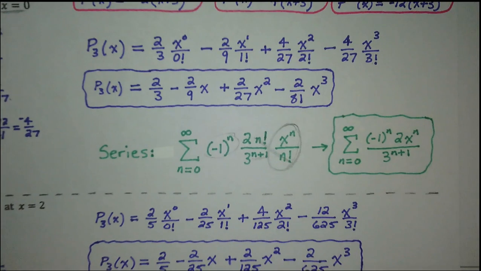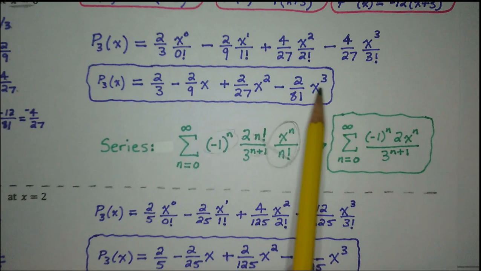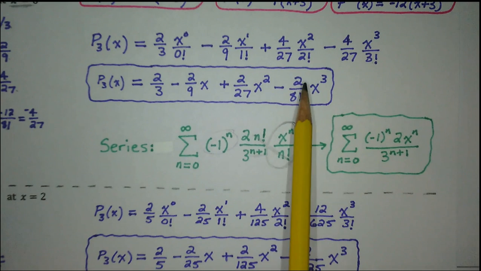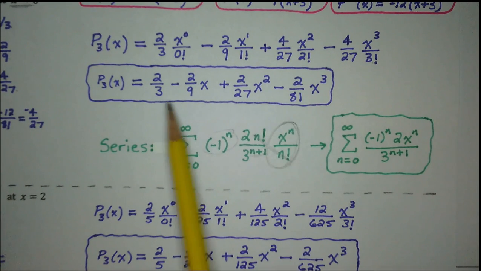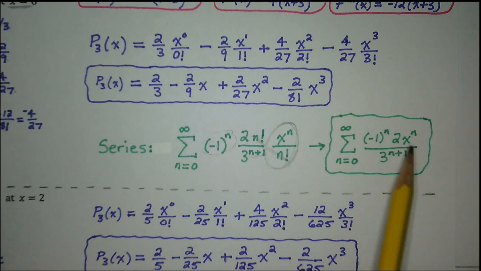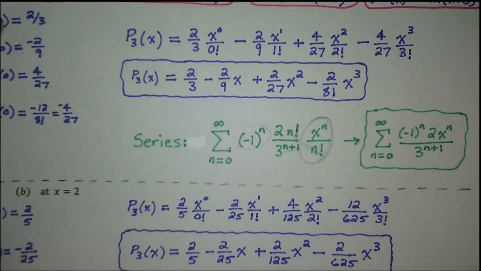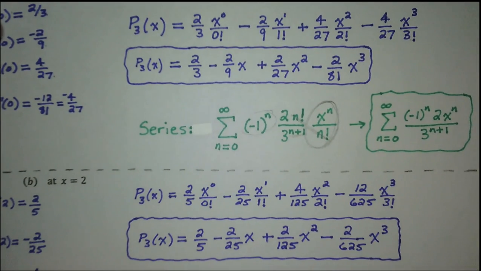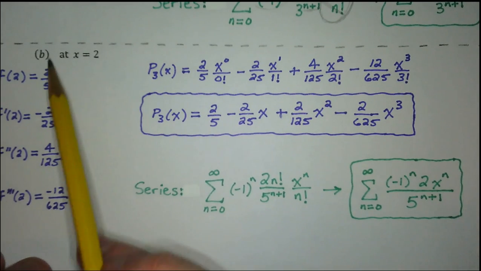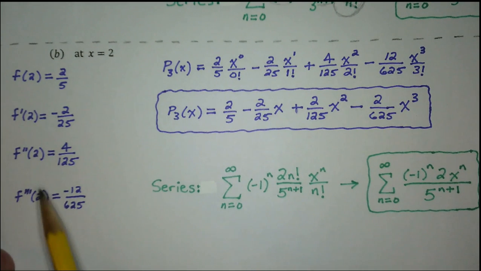Which you can probably look at this final polynomial up here and go, oh yeah, there was a 2, and these denominators were always 3 to a power. And we had a 2, and then it was alternating, and then we had x to the n. Anyway, I'll move on from there, but that was definitely the trickiest part. And then part B is very, very similar, except now you're plugging in 2.